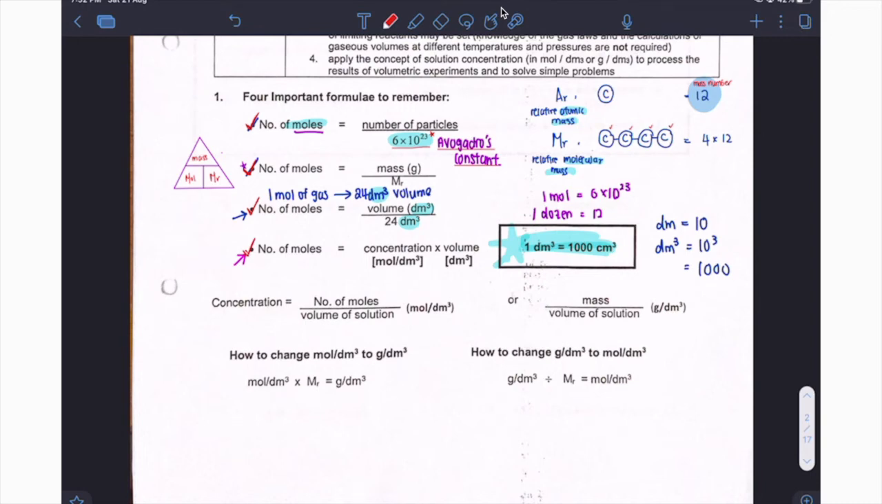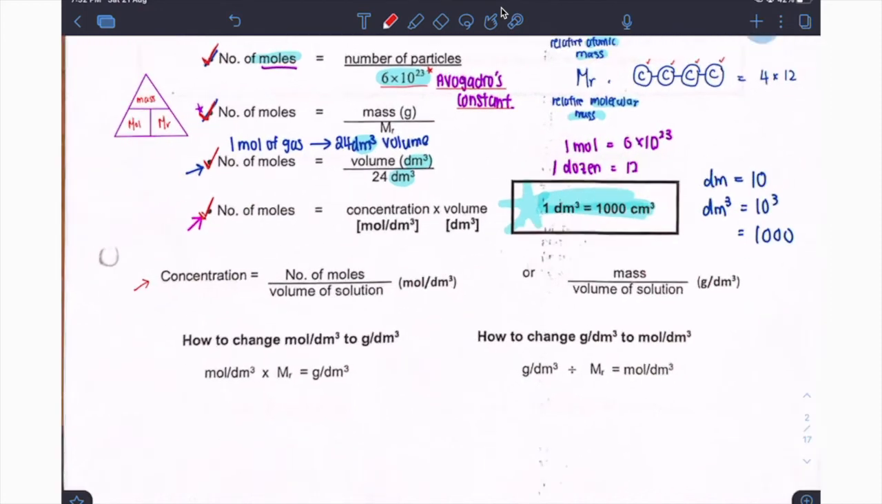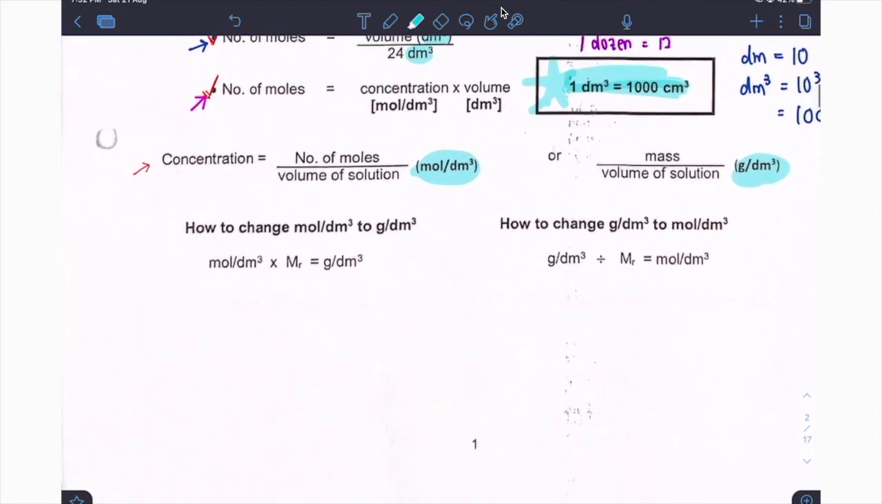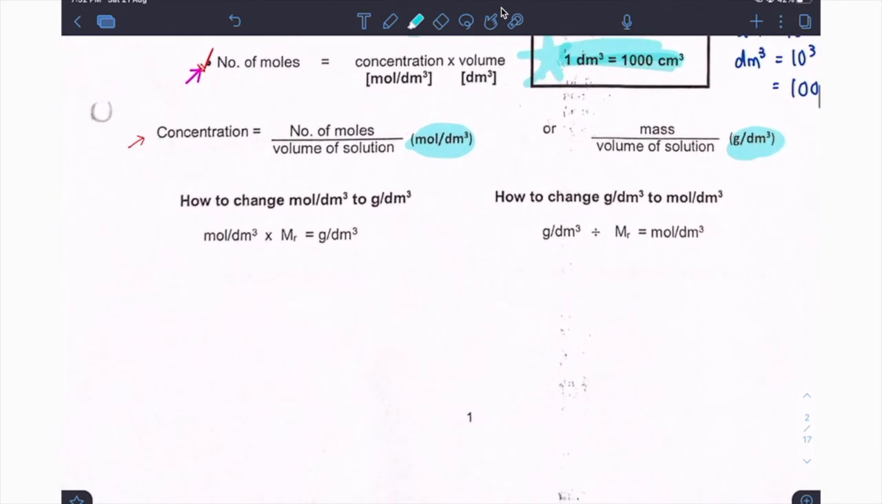So as shown here, there are two units in which you can calculate concentration. One is in terms of mole per dm cube and the other one is in gram per dm cube. Now before I let you go, I just have to alert you that sometimes questions will ask you to change between mole per dm cube and gram per dm cube.